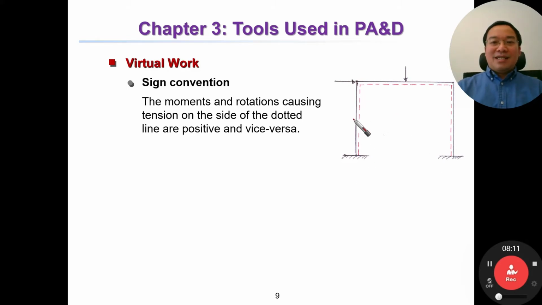So if the tension is outside, then that is minus. So inside is plus. The tension inside is plus. If the tension is outside, it is minus. Very simple, right?